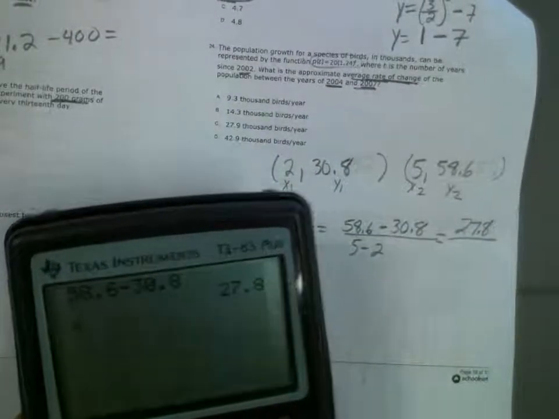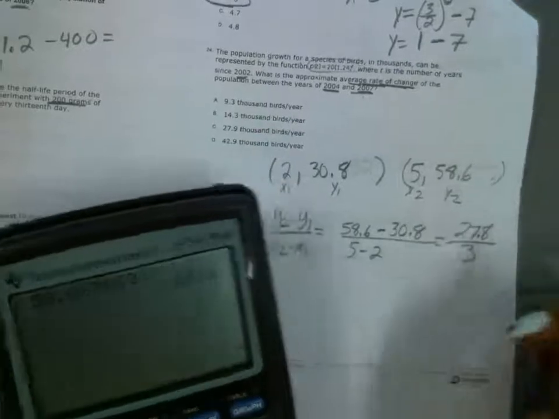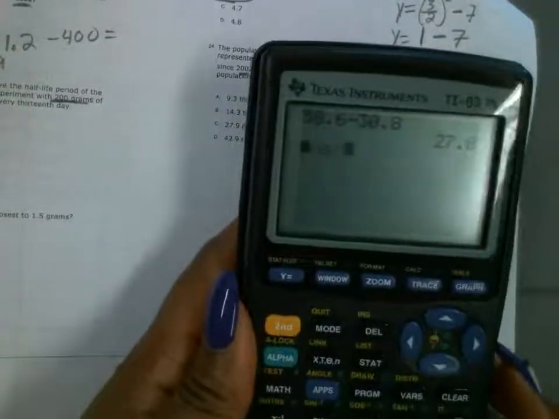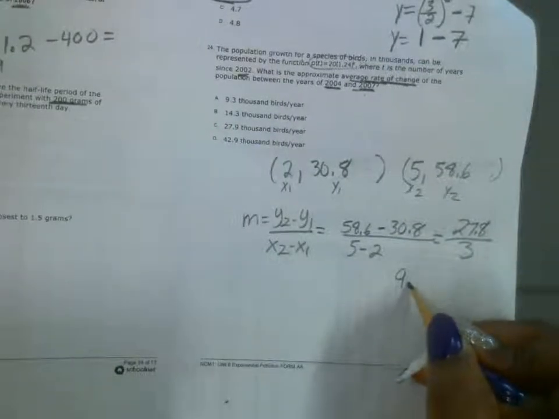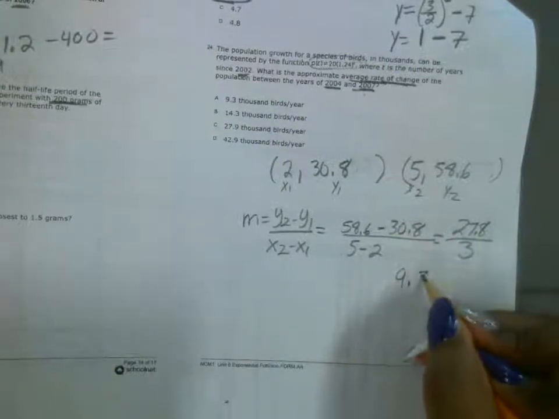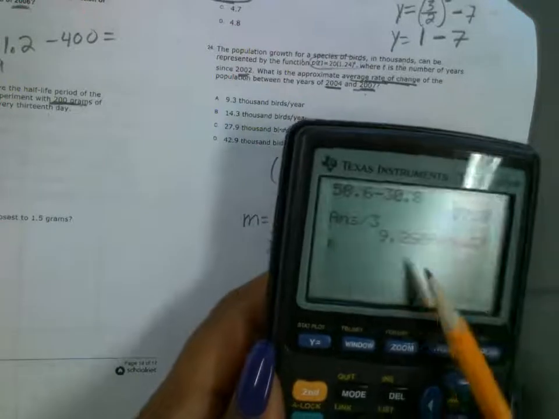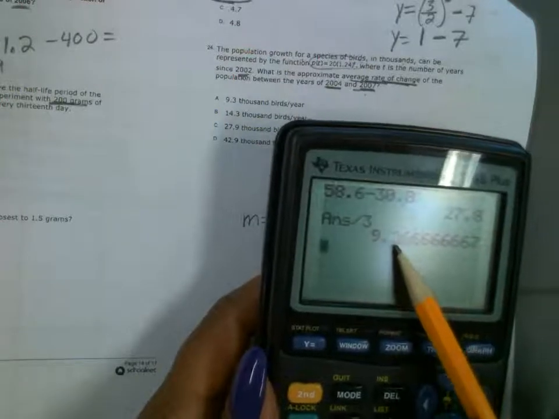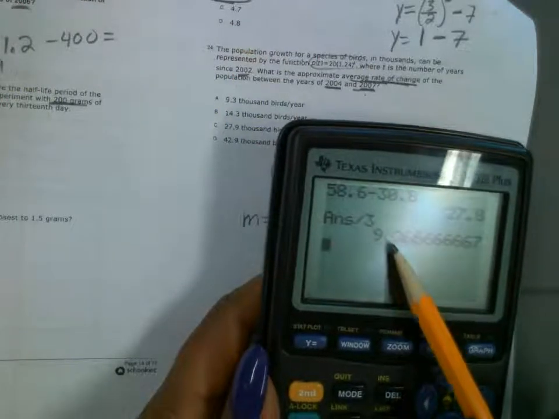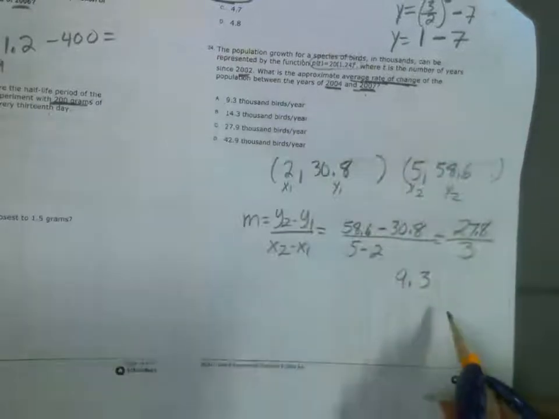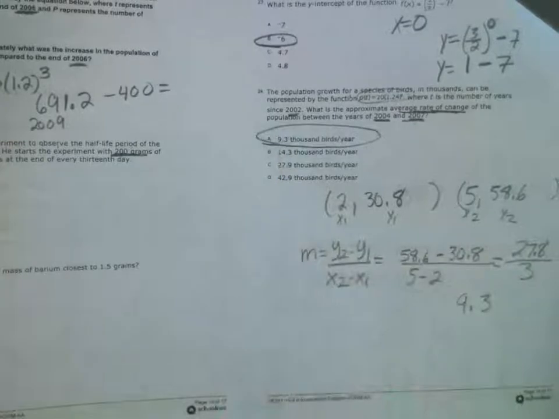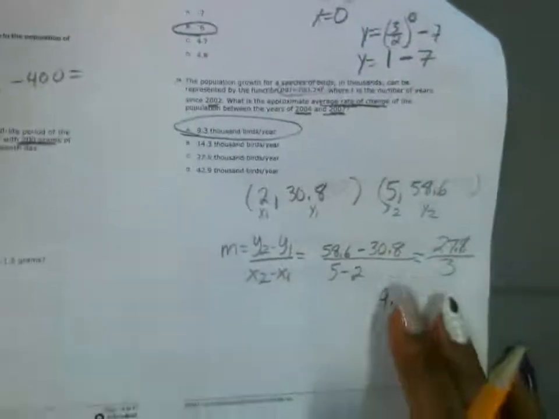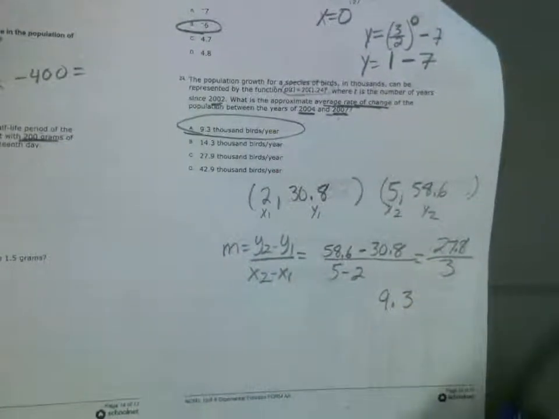And then on the bottom, what does that give you? 3. So let's divide and see what we get. Divide this by 3. And that gives us about 9 point what? 9. We're rounding to the nearest tenth place right here. So it's 9 point 3. And that answer choice is what? 8. Okay. Any questions about this? Sammy, make sure you write this stuff down.